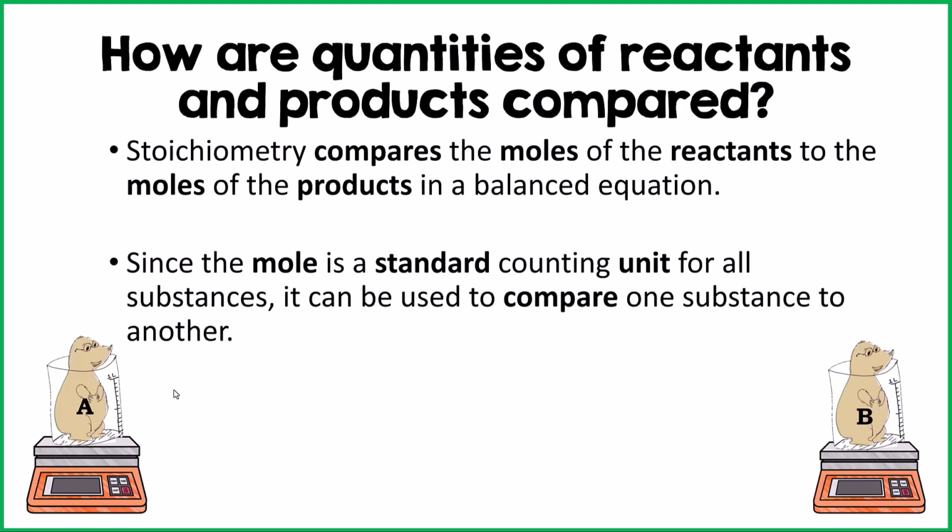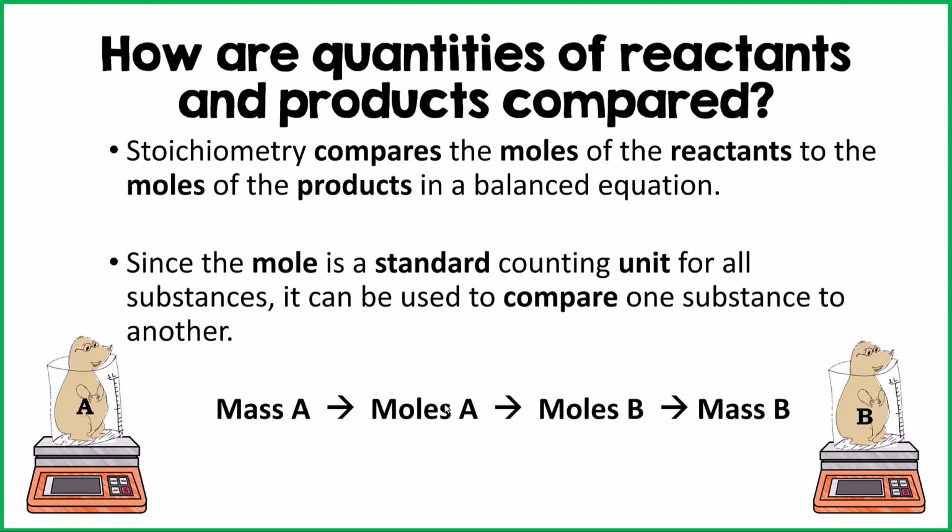So stoichiometry simply involves converting whatever units we're given, mass, volume, something like that, into moles, and comparing the moles of this substance with the moles of the product. So this would look like the mass of substance A, which is a reactant, we're going to convert into moles of substance A, and then we're going to compare that with the moles of the product B, and convert that then from moles into mass for product B.